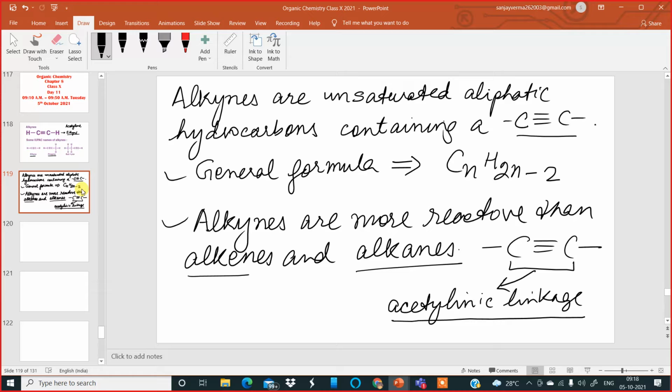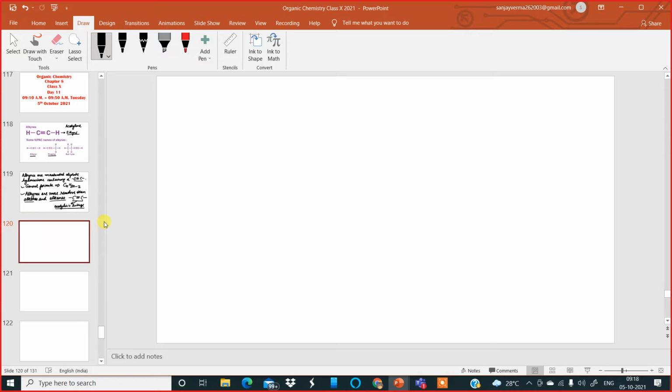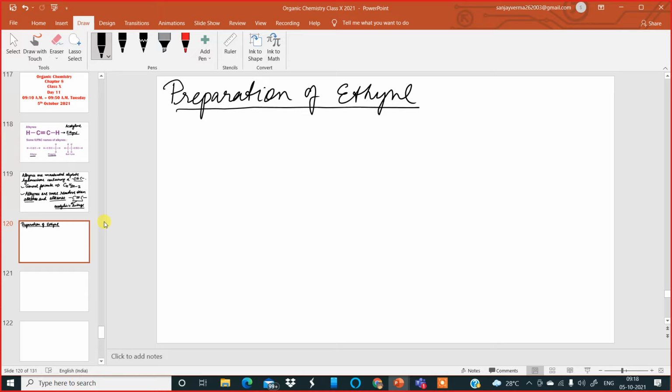Very important thing. Now, after that, let us move to the preparation of ethyne. Preparation of ethyne can be done in the lab, and there are general methods also. So first, the preparation of ethyne. The formula of ethyne is C2H2, two carbon atoms, two hydrogen atoms.